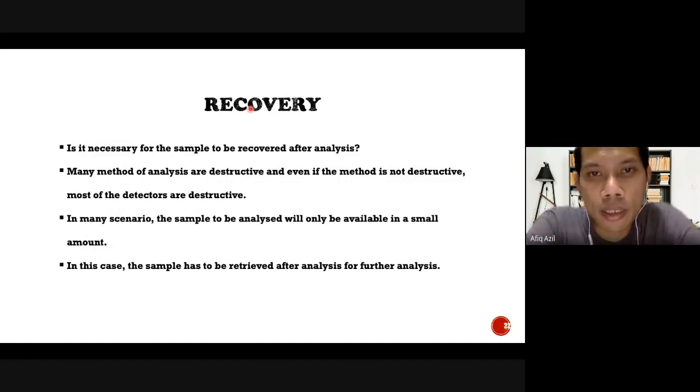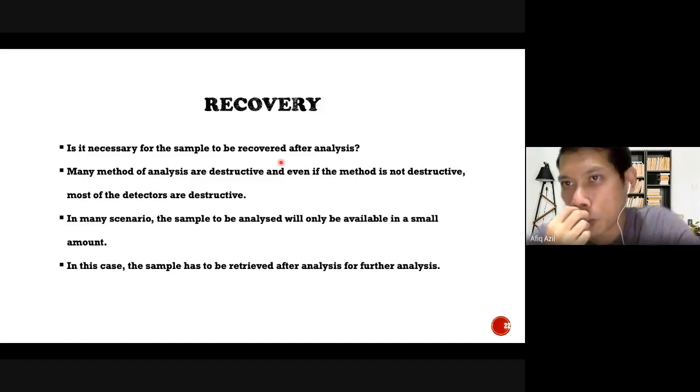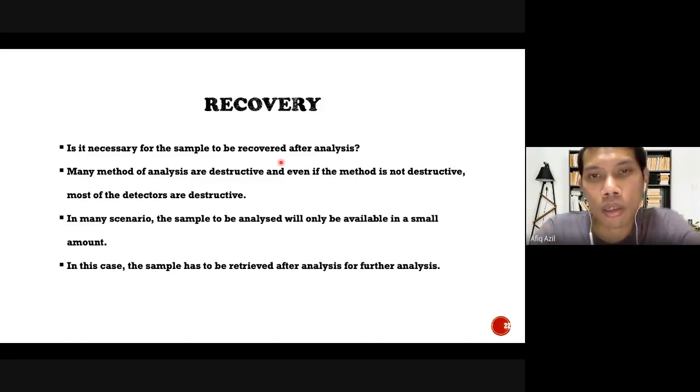Then recovery. In terms of recovery, you have to ask whether the sample that you use for the testing is still needed after the analysis, or whether it can be discarded. Many analytical methods are destructive, meaning that once you use it for the analysis, it's considered to be gone already. So you cannot collect it back. In many scenarios, the sample to be analyzed will only be available in small amount.